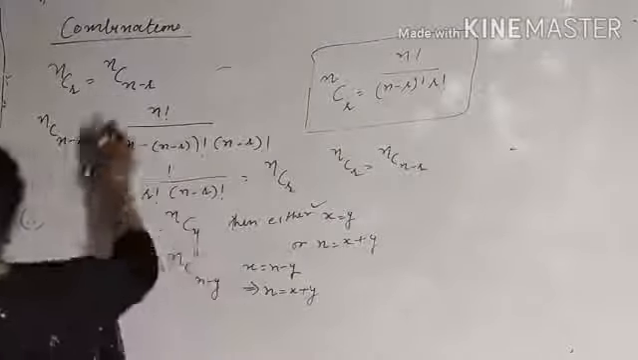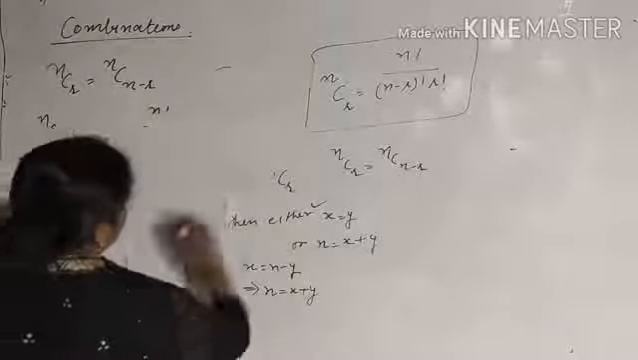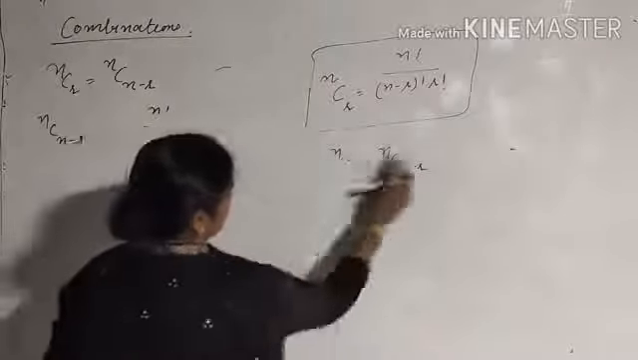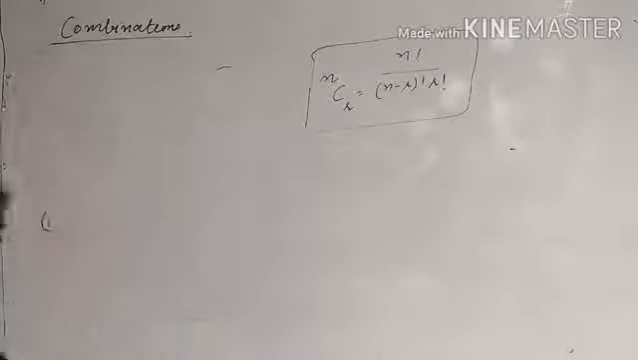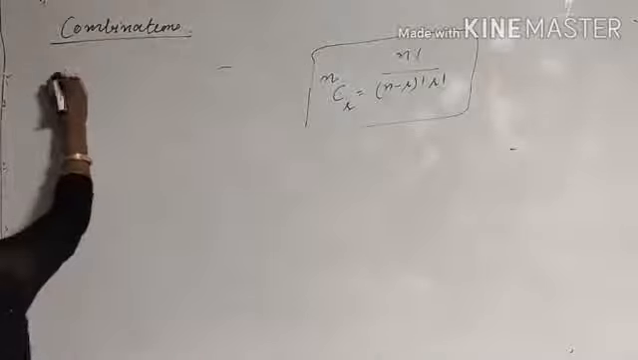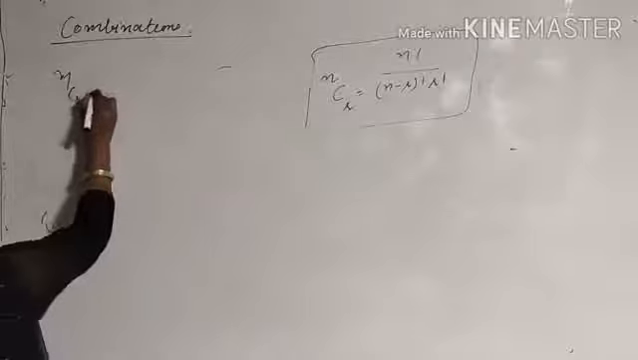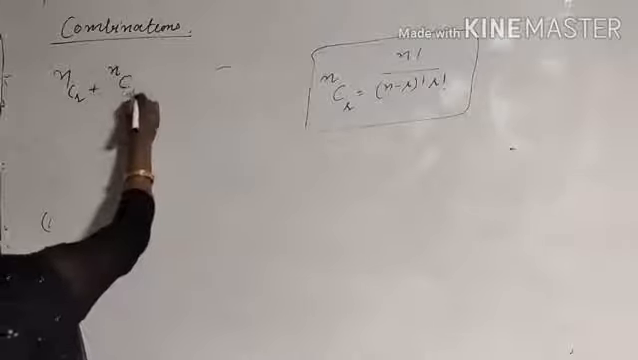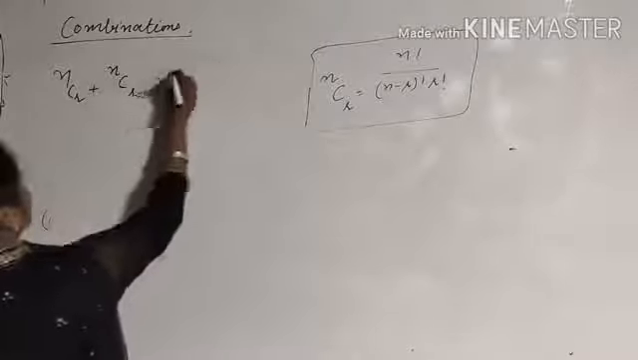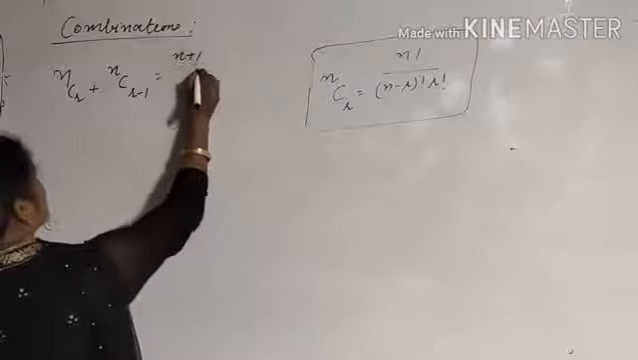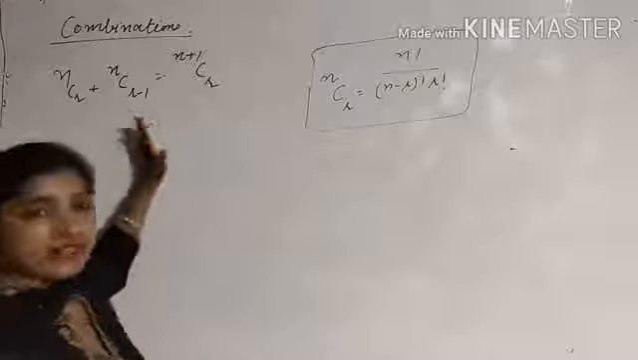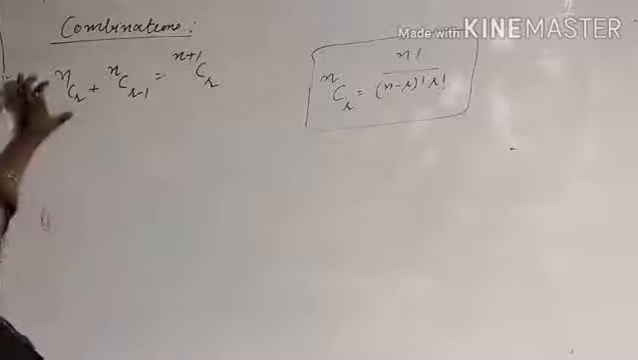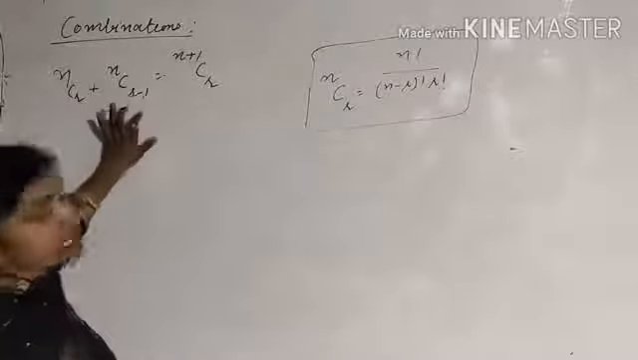Next, again one important formula is nCr plus nC(r minus 1) is (n plus 1)Cr. Okay, you can do it from the left hand side: nCr plus nC(r minus 1).